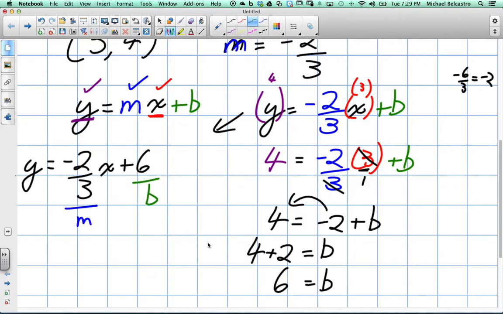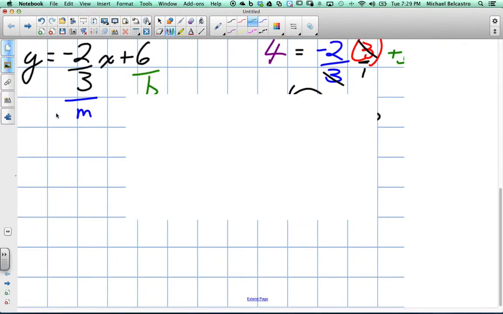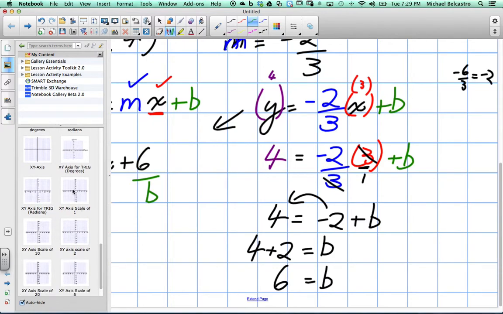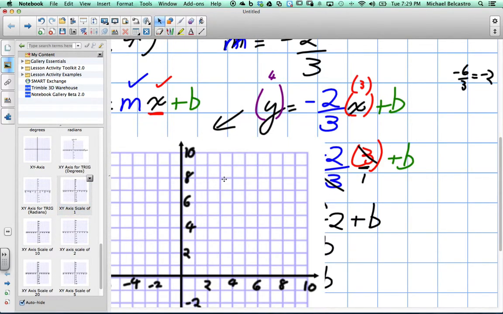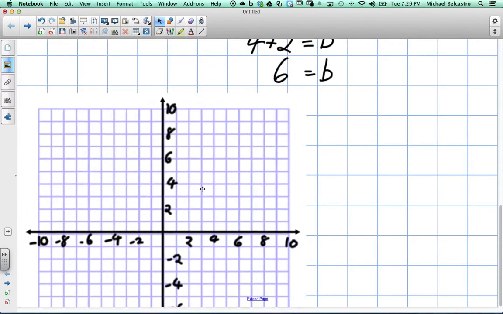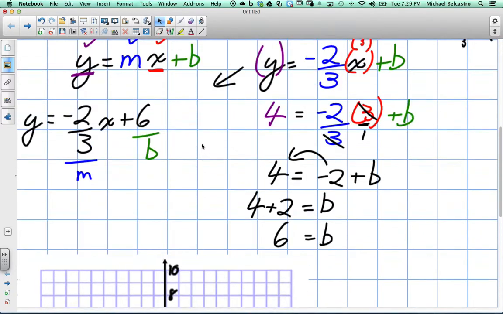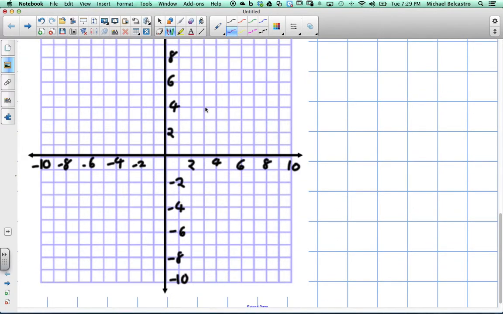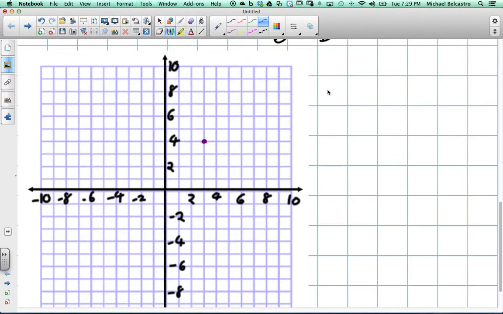Now let's say we wanted to prove that using a graph. So let's bring up a graph here. Let's say we have our graph and our coordinate. Our coordinate was 3, 4. So on our graph, x is 3, y is 4. And if you recall, our slope was negative 2 over 3. So m was negative 2 over 3. In order to build the equation, we already have m and x, and we just need b.